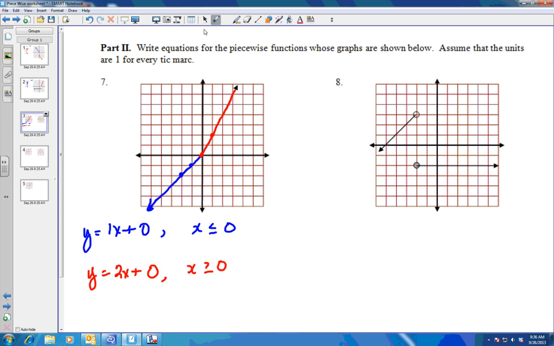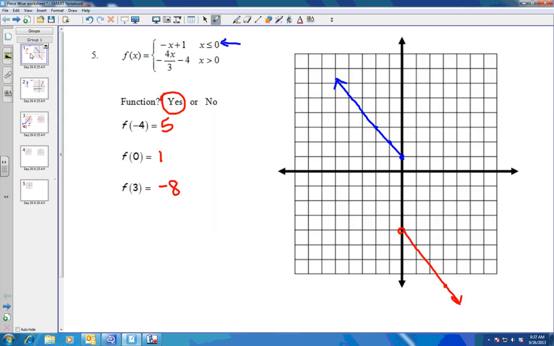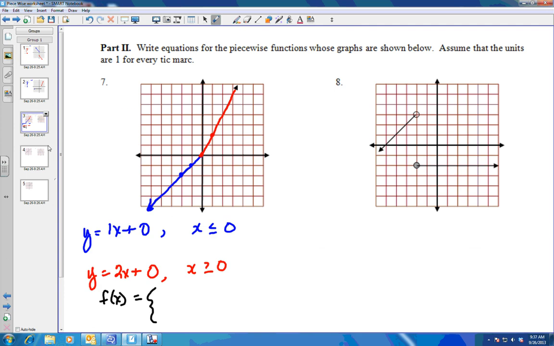So here's how we are going to write our answers. Okay, to make it look like a piecewise function, we're going to say f of x equals, we're going to write it kind of like they did for theirs. See how they wrote theirs? So f of x equals x, 1x, so I just put x plus 0, but I'm not going to put the 0, where x is less than or equal to 0. And 2x, where x is greater than or equal to 0.